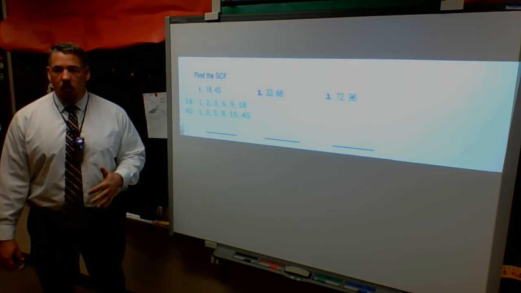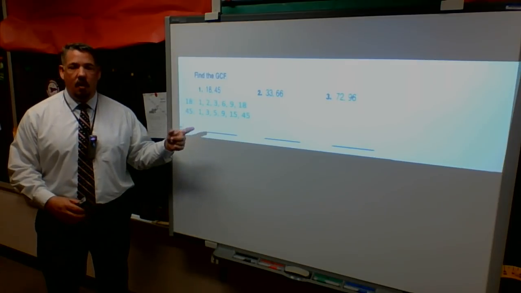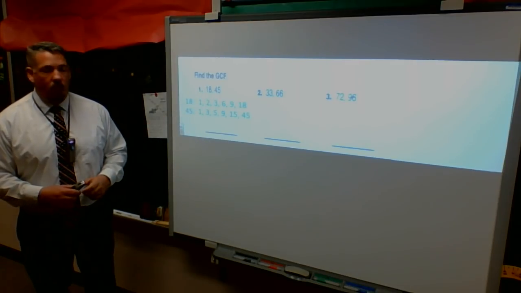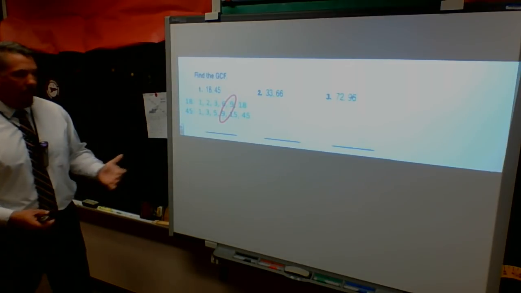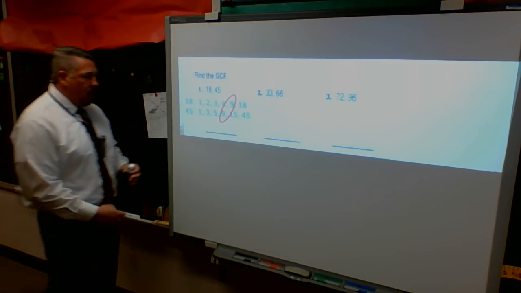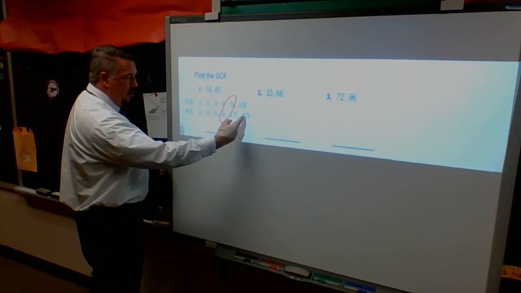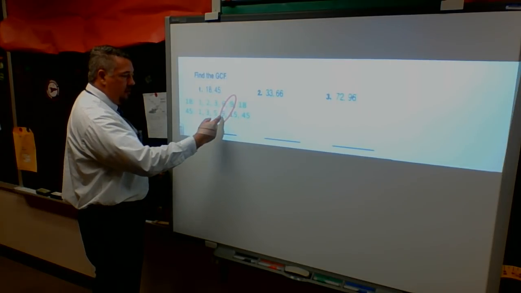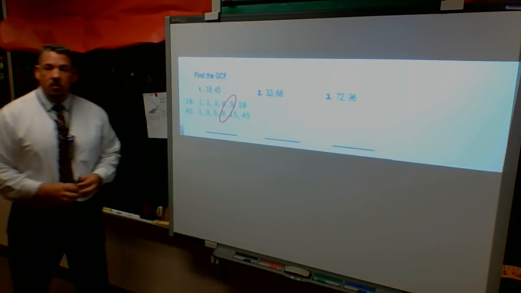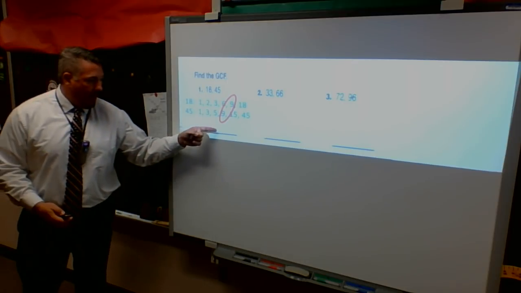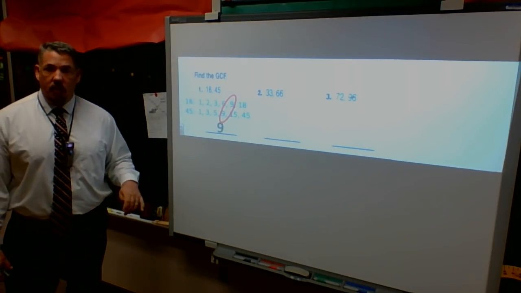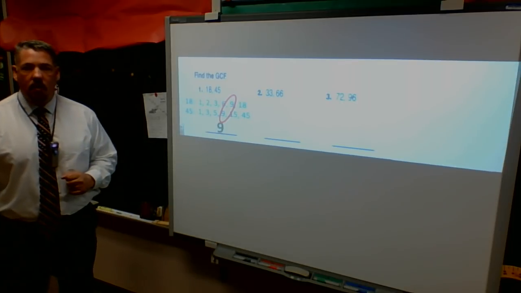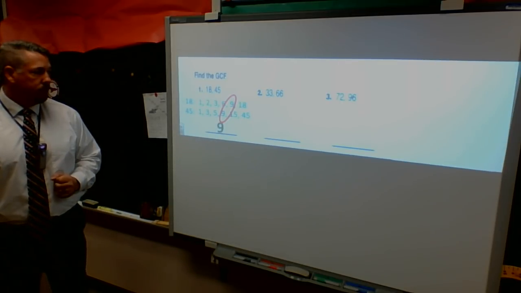Yes, it may take you a couple seconds to write them down, but I'm going to expect that you write them down. Once I have them, then I know my greatest common factor. Going from my 45s, it's definitely not 45, it's not 15, it's 9. 9 is the largest one they have in common. So my answer can't just be circled. There is an answer line. You're going to write your answer on the answer line. So my answer is 9.